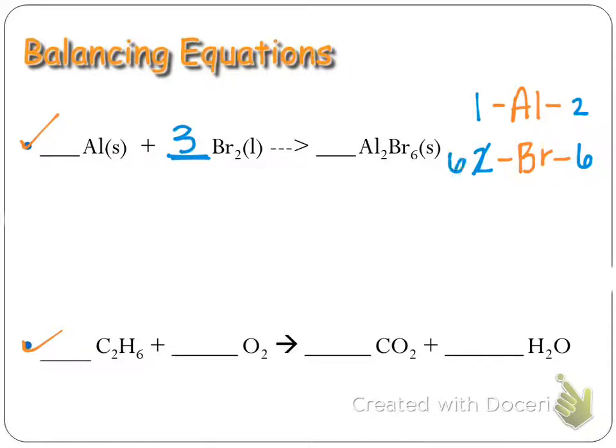Okay? So in this case, it really did not matter which one I did first. Right? And then I added 2 to aluminum. That means 2 of each, and 6 of each. So you can add the 1 here or you can just leave it off. It doesn't really matter. Okay? But that's easy, right?